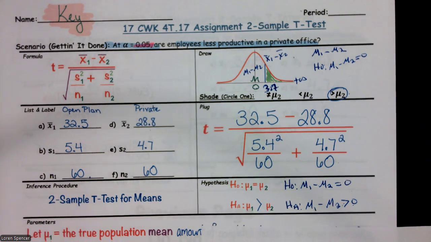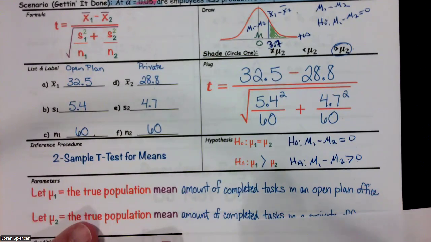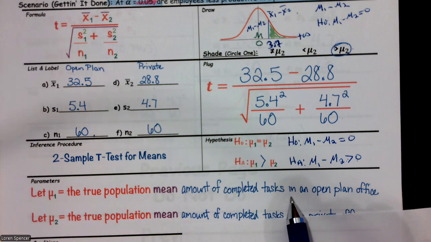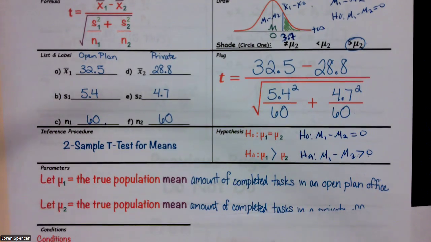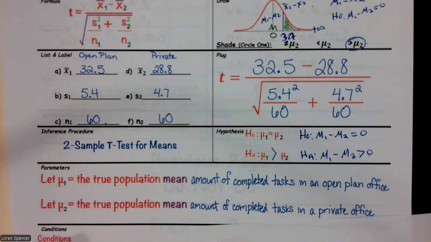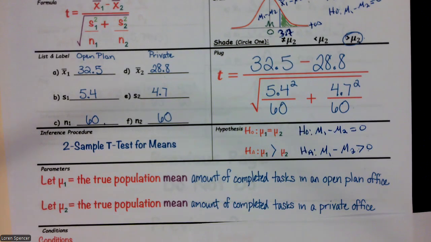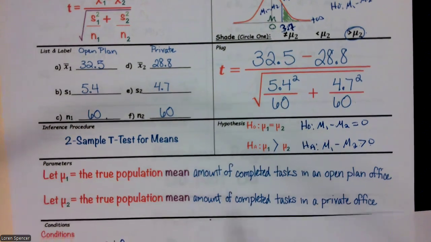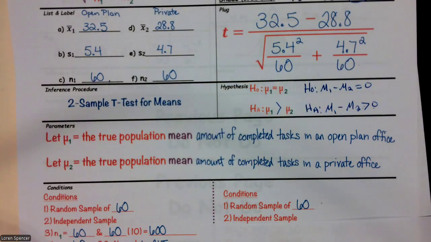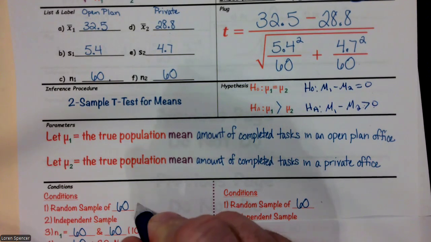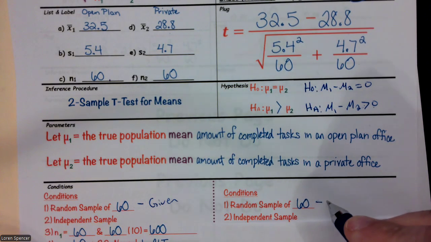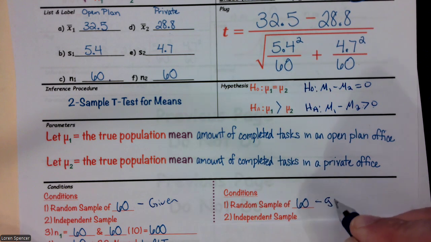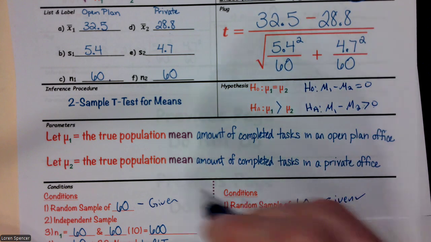All right, our parameters. Let mu1 equal the true population mean amount of tasks completed in the open office, and let mu2 equal the true population mean amount of tasks done in the private office. All right, conditions. We have 2 independent random samples of 60, and those were both given. So that makes that easy, and we'll go ahead and check that off.